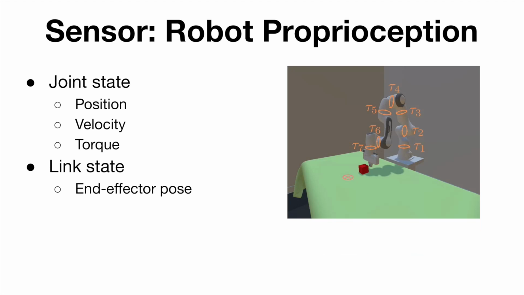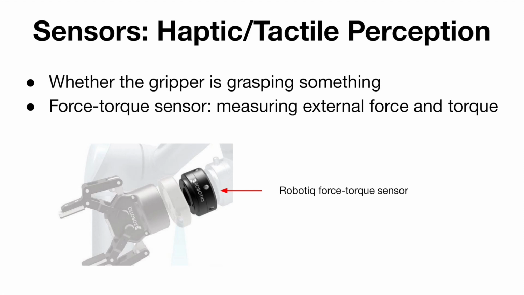Proprioception refers to perception or awareness of the position and movement of the body. It usually includes the joint states and end-effector pose. To manipulate objects, it's helpful to know the contact between the gripper and the object. We can check whether the gripper is grasping something by measuring the contact force in the simulation. There also exist force-torque sensors, which can measure external force and torque applied to a joint.